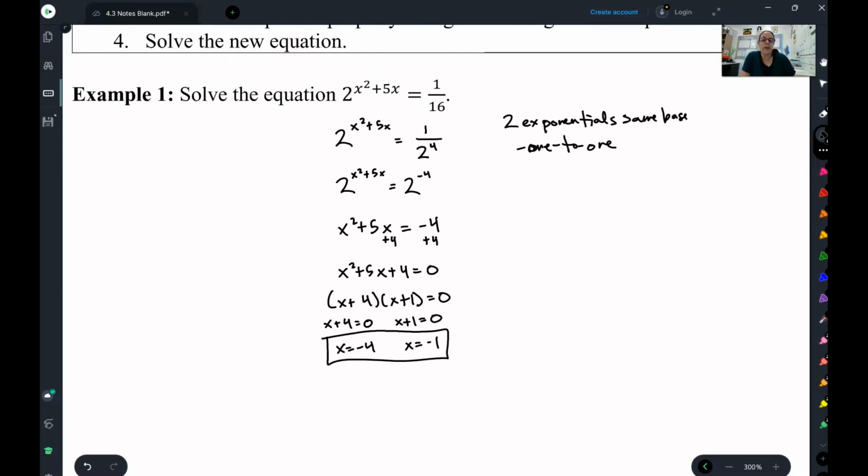Now, you may remember at the end of last lesson, we needed to check our answers. We only need to do that if the problem starts with a logarithm. If there's a logarithm up here in the beginning, then we need to plug our answers back in and make sure they work. Since I don't have any logarithms here, I can just stick with my answers and say we're good to go.